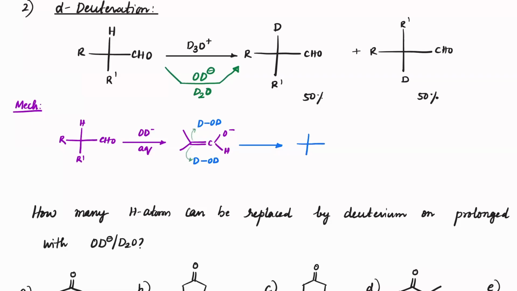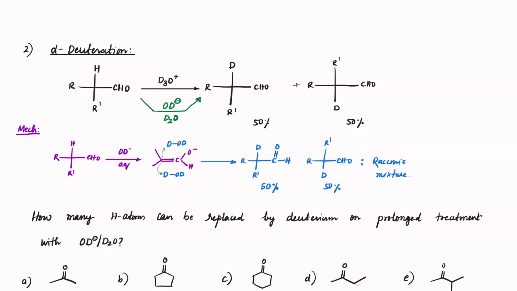So what do we get here? So we will get this as C double bond O and H. Deuterium is exchanged instead of hydrogen, and it could have both here also this way. So again it forms 50%, 50% because it is a single chiral center, making it a racemic mixture. Okay, so this is typically how the reaction goes.